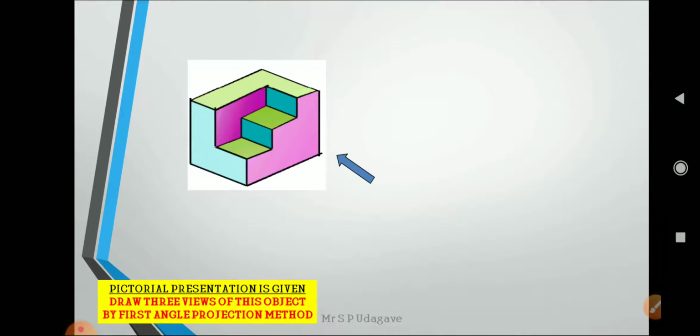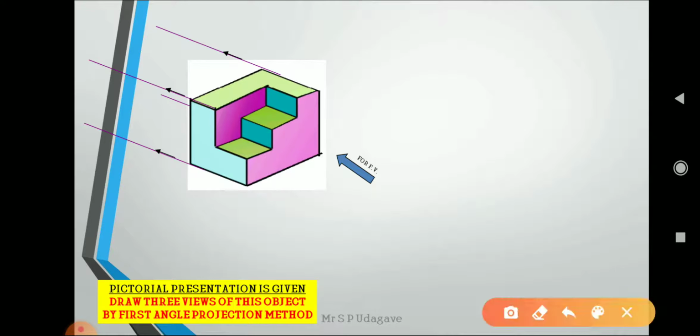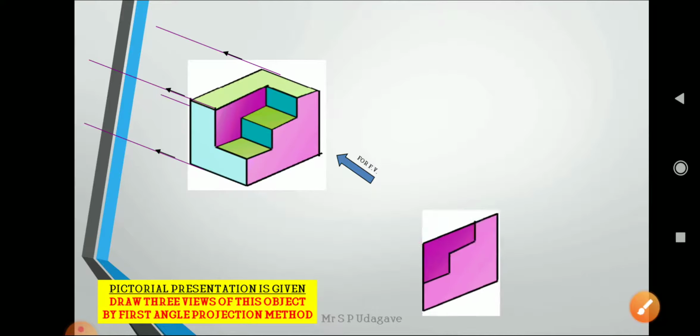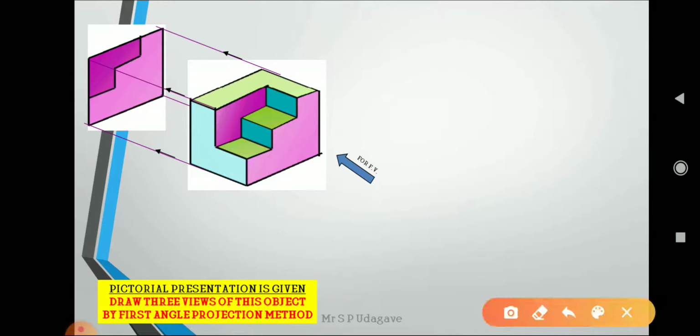The arrow shows the X direction for the front view. The problem given is: draw three views of the object by the first angle projection method. All the dimensions are shown in the three-dimensional view. For the front view, in the X direction, we can only see the front facing surface, which is perpendicular. So you can see only the pattern that is shown in the figure.